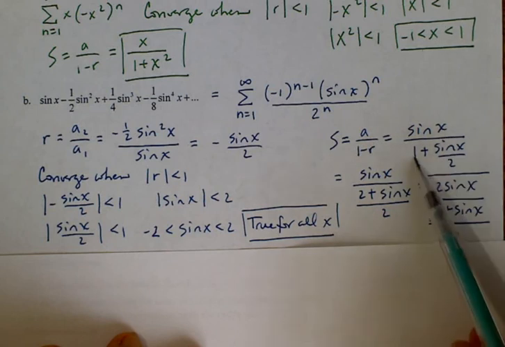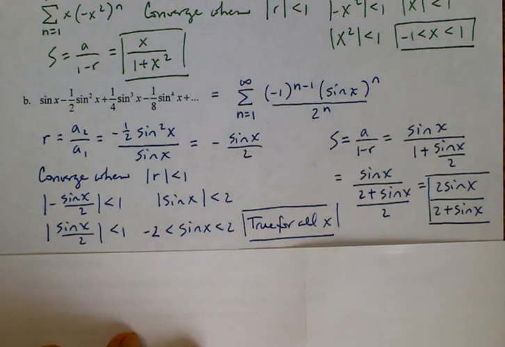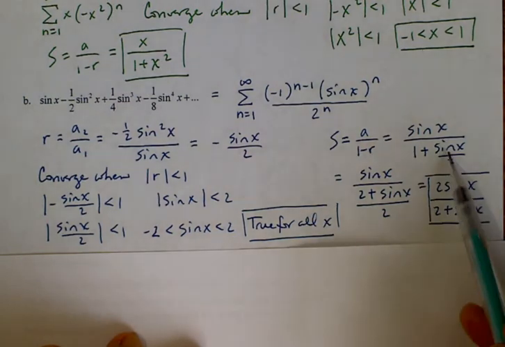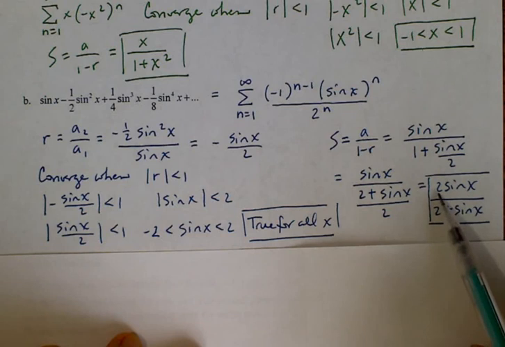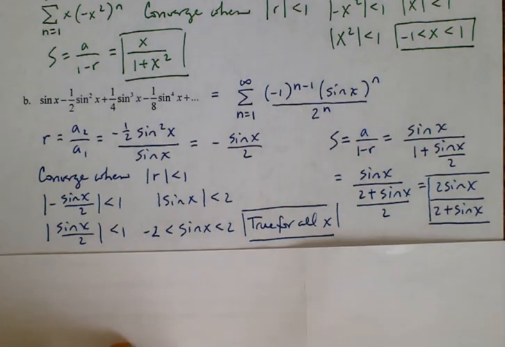And then the sum is a over 1 minus r. The numerator has the first term, which is the sine of x, and then the denominator is 1 plus the common ratio, which is negative sine of x over 2. So then work that out, and I get my sum to be 2 sine of x over 2 plus sine of x.